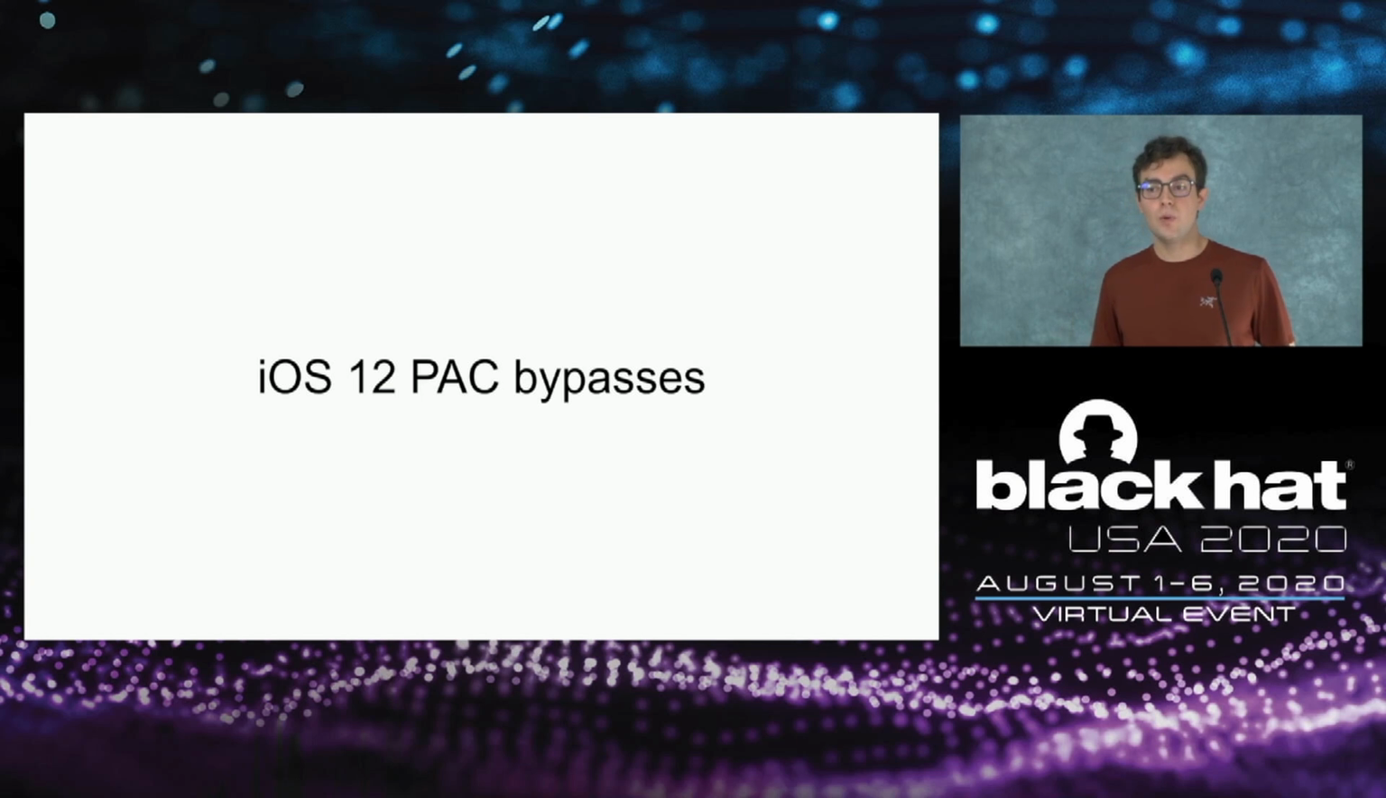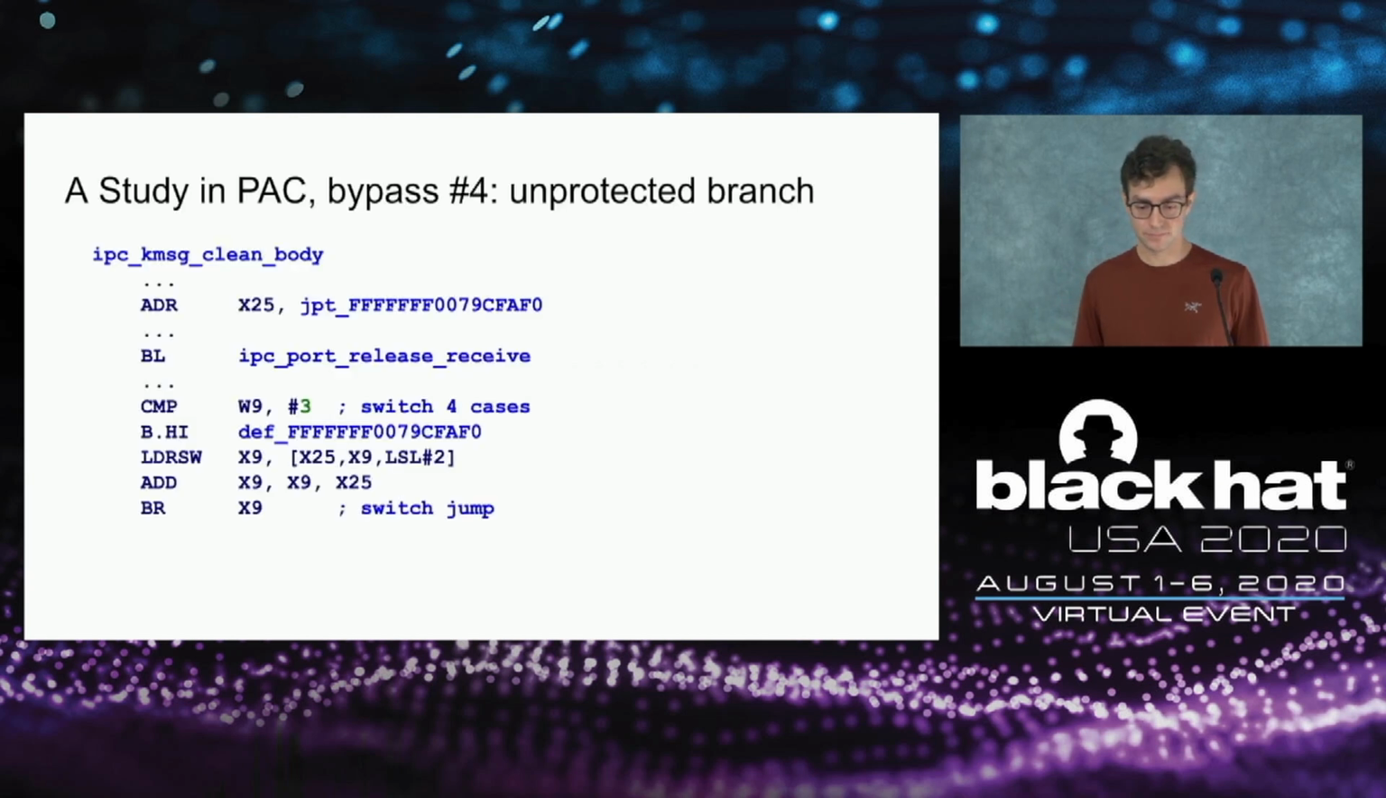All right, so that's an overview of what pointer authentication control flow integrity looked like in iOS 12. Now I'm going to briefly summarize just two of the bypasses that I reported back in 2019. So jumping all the way to bypass number 4. This was a very interesting PAC bypass from my perspective because it was an example of something which didn't show up if you looked at the C code. It only showed up when you started looking at the assembly.